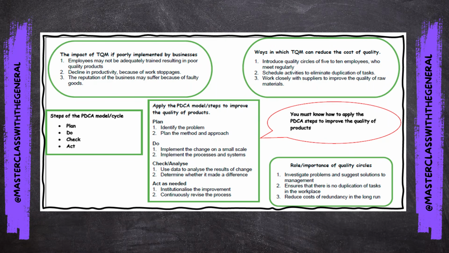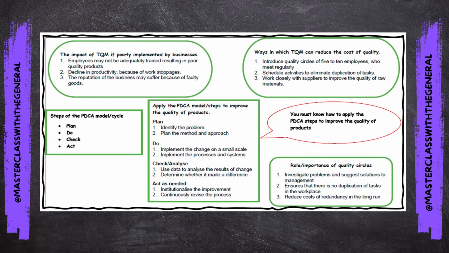Number two, ensures that there is no duplication of tasks in the workplace. We already mentioned this: through scheduling, we assign a person to each task and we also assign the time. That means everybody knows exactly what they are doing and when, and no two people are doing the same job. So it is quality circles that observe this duplication of tasks, and through scheduling, they are able to eliminate it.